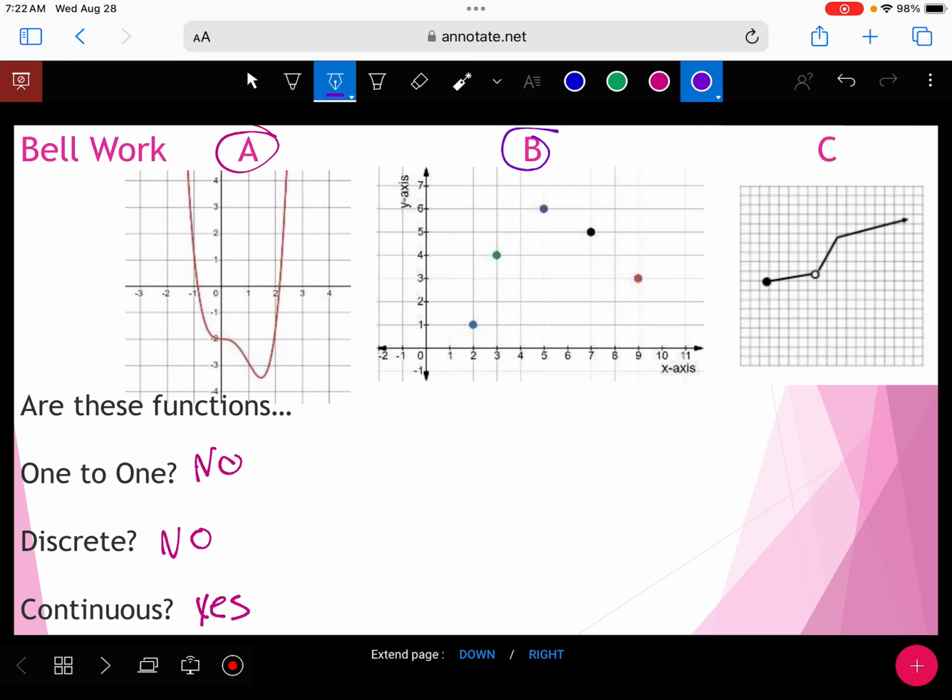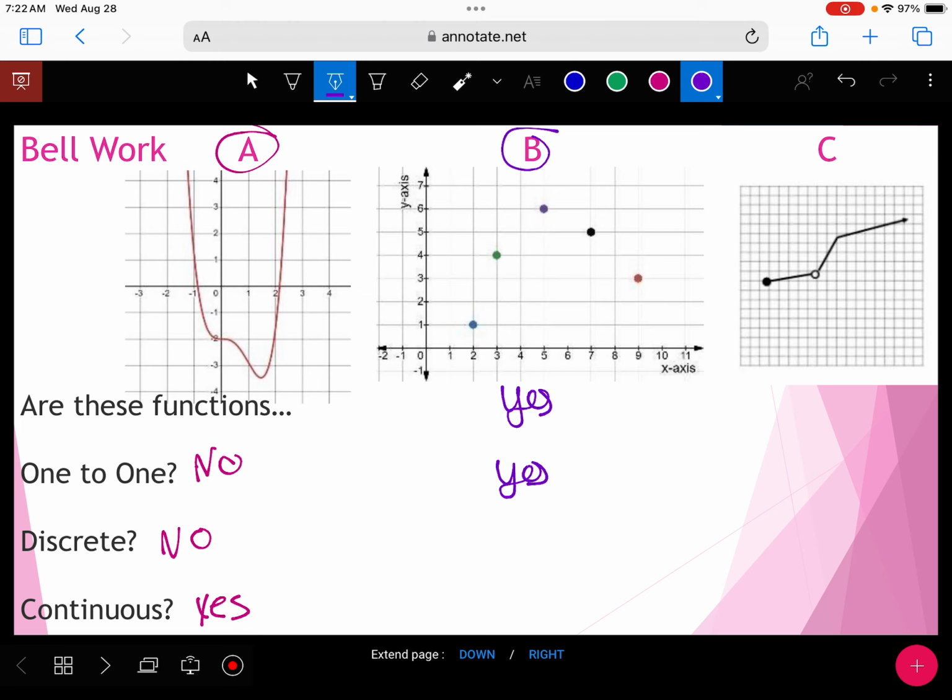Defend it. Why? Because when you do the horizontal line test, none of the dots connect. It only hits one dot at a time. So this is our function test. This is our horizontal line test, which is one-to-one. I'm only ever hitting one dot at a time, never two. So that's how we do our one-to-one test. So yes, this one is one-to-one. So yes, it's a function. Yes, it's one-to-one. Is it discrete?